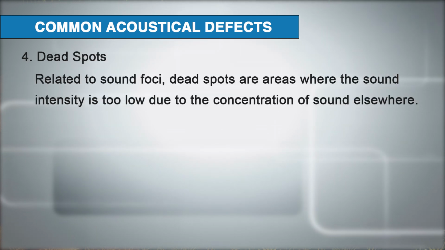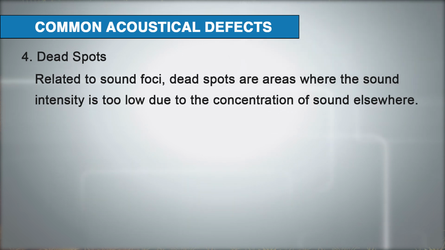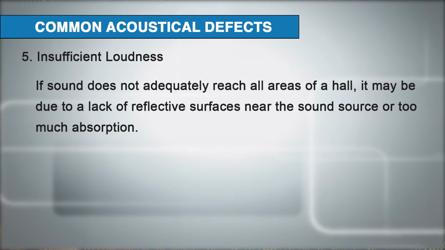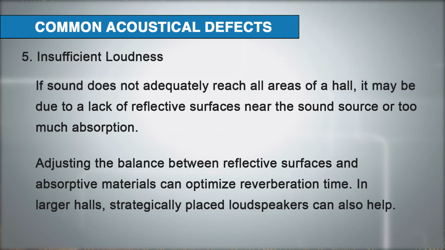Next is dead spots. It is related to sound foci. Dead spots are areas where the sound intensity is too low due to the concentration of sound elsewhere. Installing diffusers can help achieve a more even distribution of sound, eliminating these quiet zones. Next is insufficient loudness. If sound does not adequately reach all areas of the hall, it may be due to lack of reflective surface near the sound source or too much absorption. Adjusting the balance between reflective surface and absorptive material can optimize reverberation time. In large halls, strategically placed loudspeakers can also help.